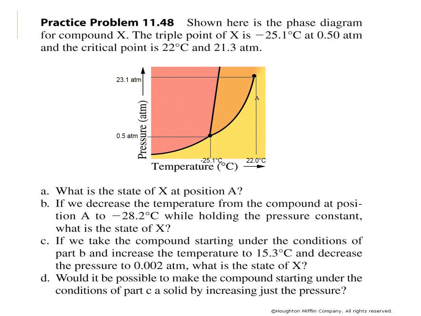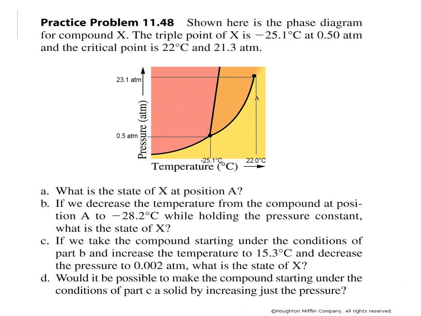Okay, what if we take the compound starting under the conditions of part B? So we have that solid sort of across from where A is, and then we increase the temperature back to 15.3 degrees. If you do that, you're in the orange section. But then what if we also decrease the pressure down to 0.002? Now you're going way, way down, and you'll be back into the yellow. So what will the state be? You'll be back in the gaseous phase at very low pressures.